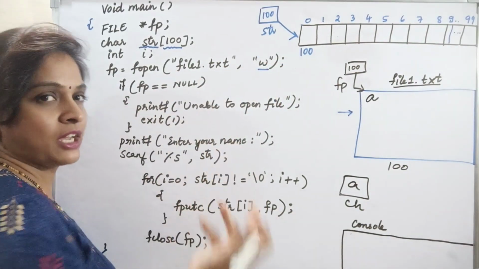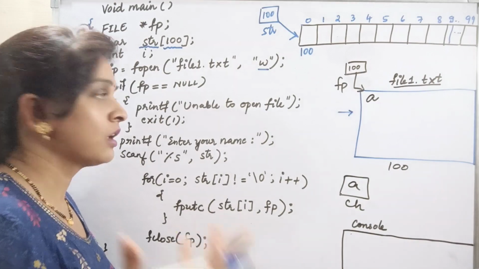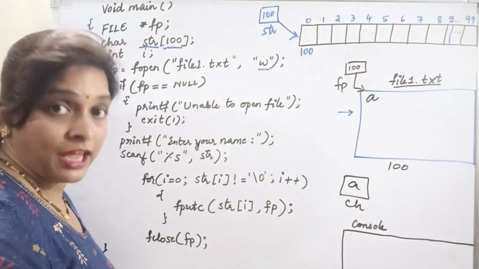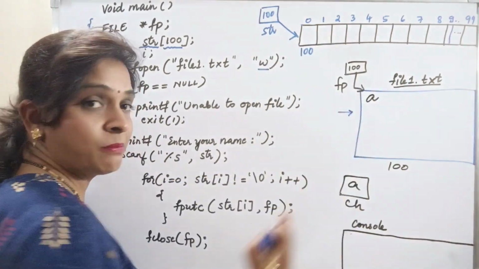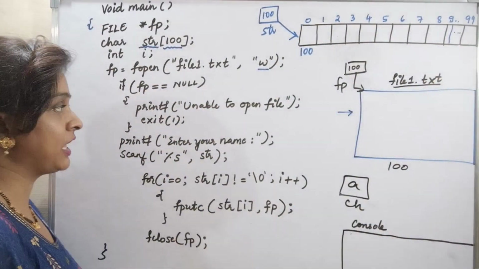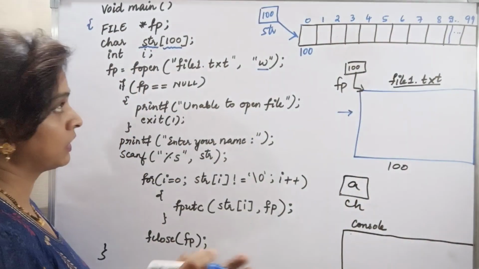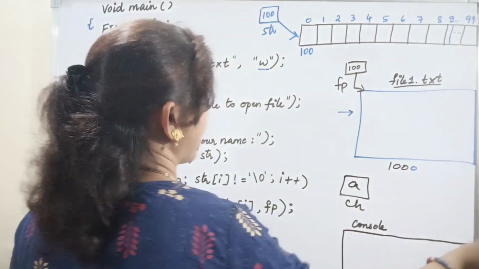Then we are going to check if the file pointer is pointing to null. Then we have to get a message that we are unable to open the file. If not, it will be pointing to some location. So I am opening this file. File1.txt is ready. A new file is being opened. So the file pointer is pointing to this location, okay, some location, say 1000.